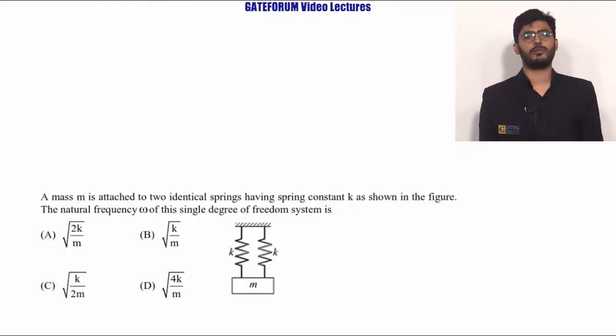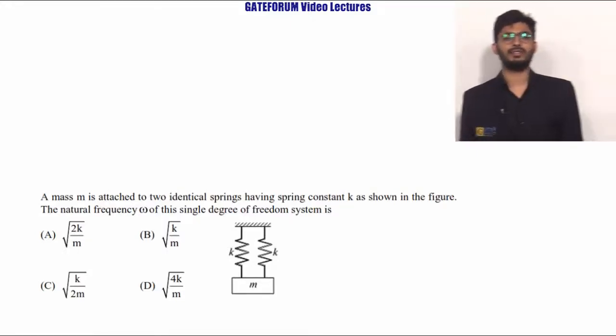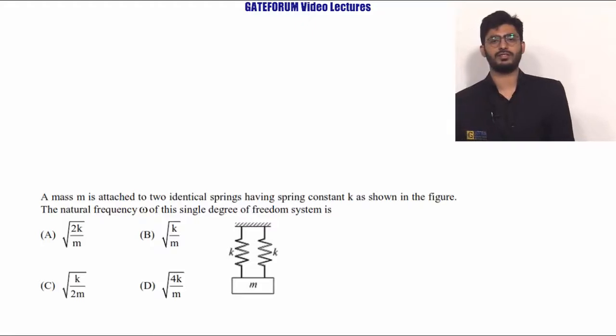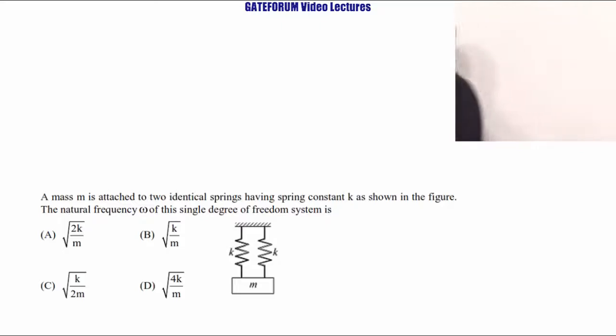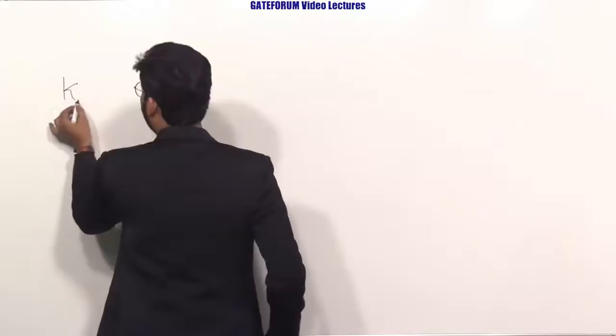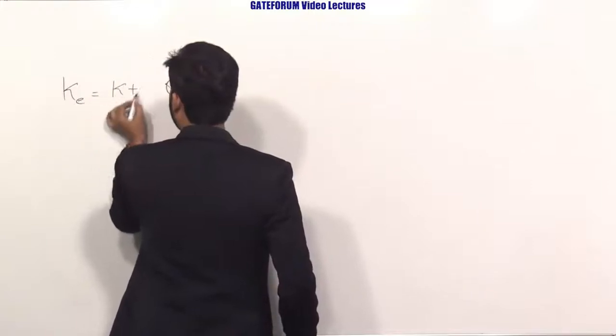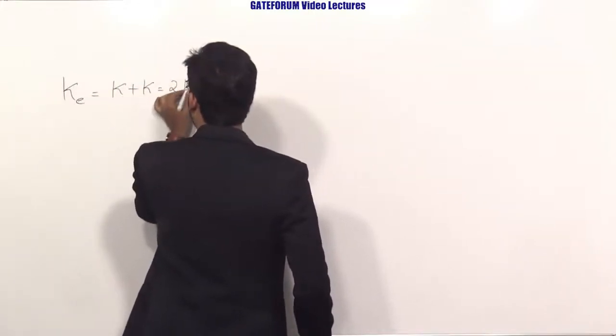This question belongs to the topic free vibrations. A mass m is attached to two identical springs having spring constant k as shown in figure. The natural frequency omega of the single degree freedom system is dash. Okay, here both the springs are arranged in parallel combination. So k equivalent is equal to 2k.